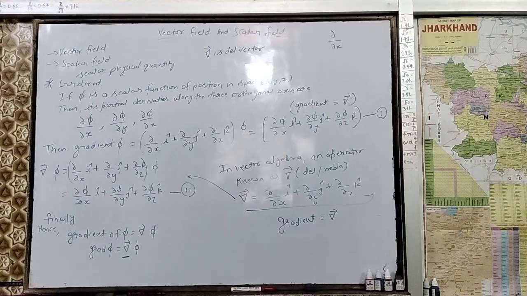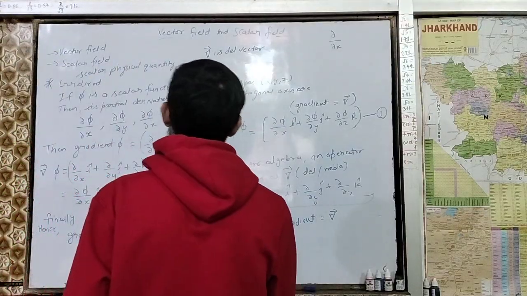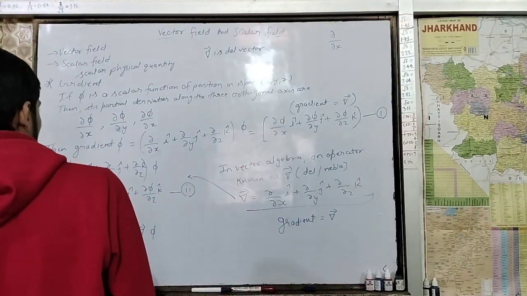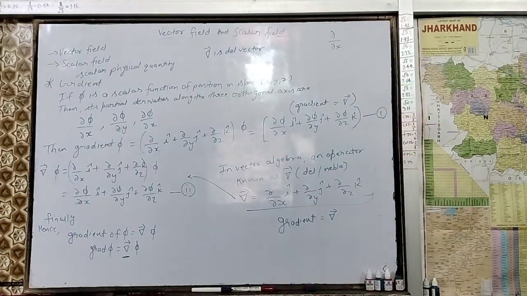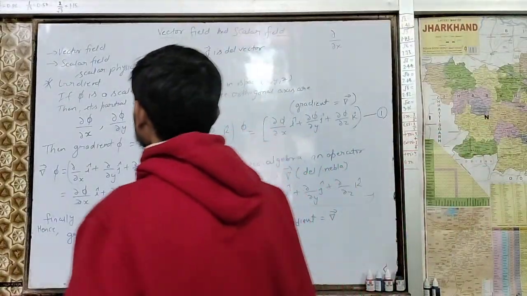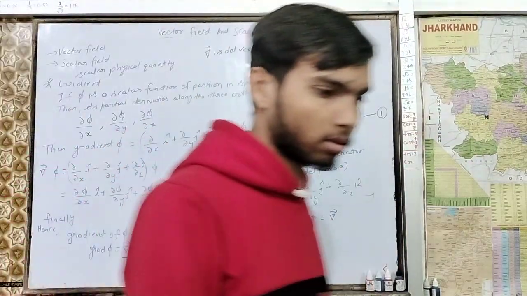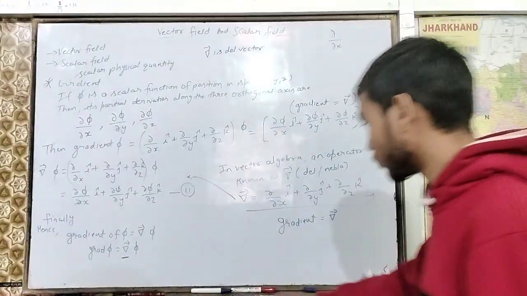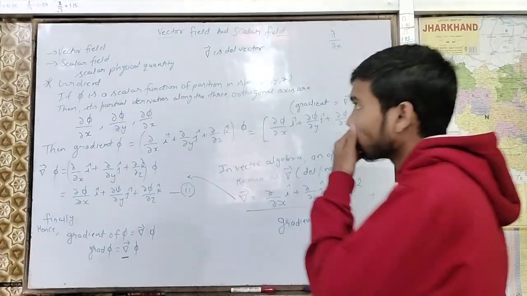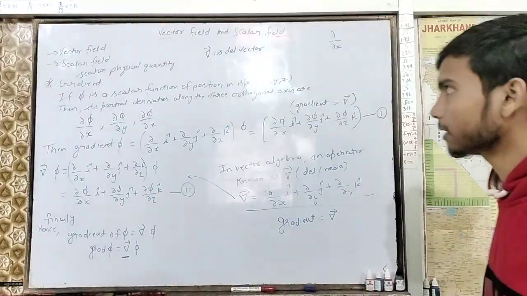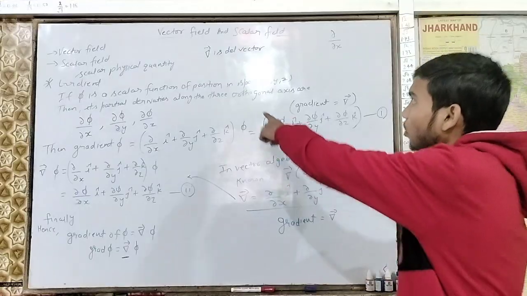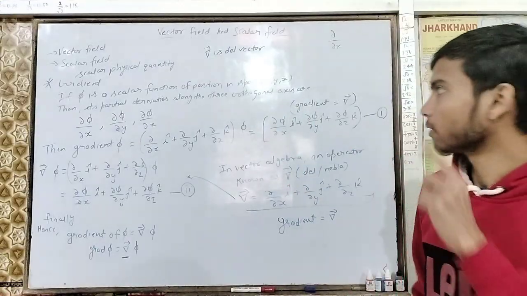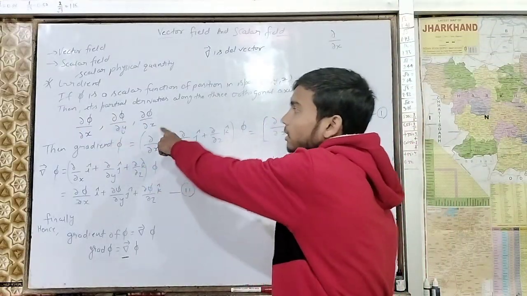Now we are going to take questions based on this derivation. Let's see what we did. We wrote that phi is a scalar function. If phi is a scalar function of position in space x, y, z, then of course its partial derivatives along the three orthogonal axes will be, first axis x, second y, third z.